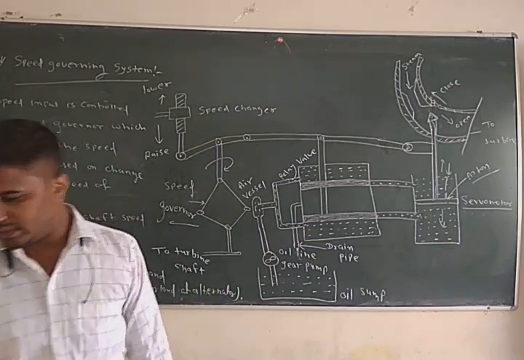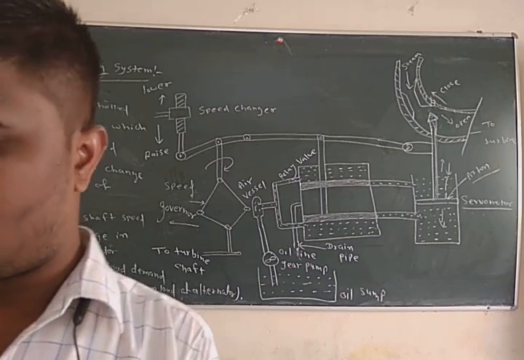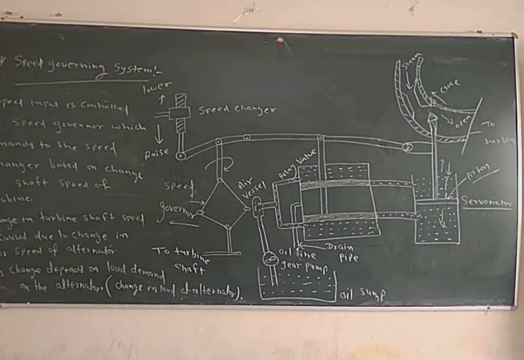So this is the speed governing mechanism for controlling the steam input of the turbine, which can control the power output of the generator to meet the load demand. So thank you for today's class, dear students.